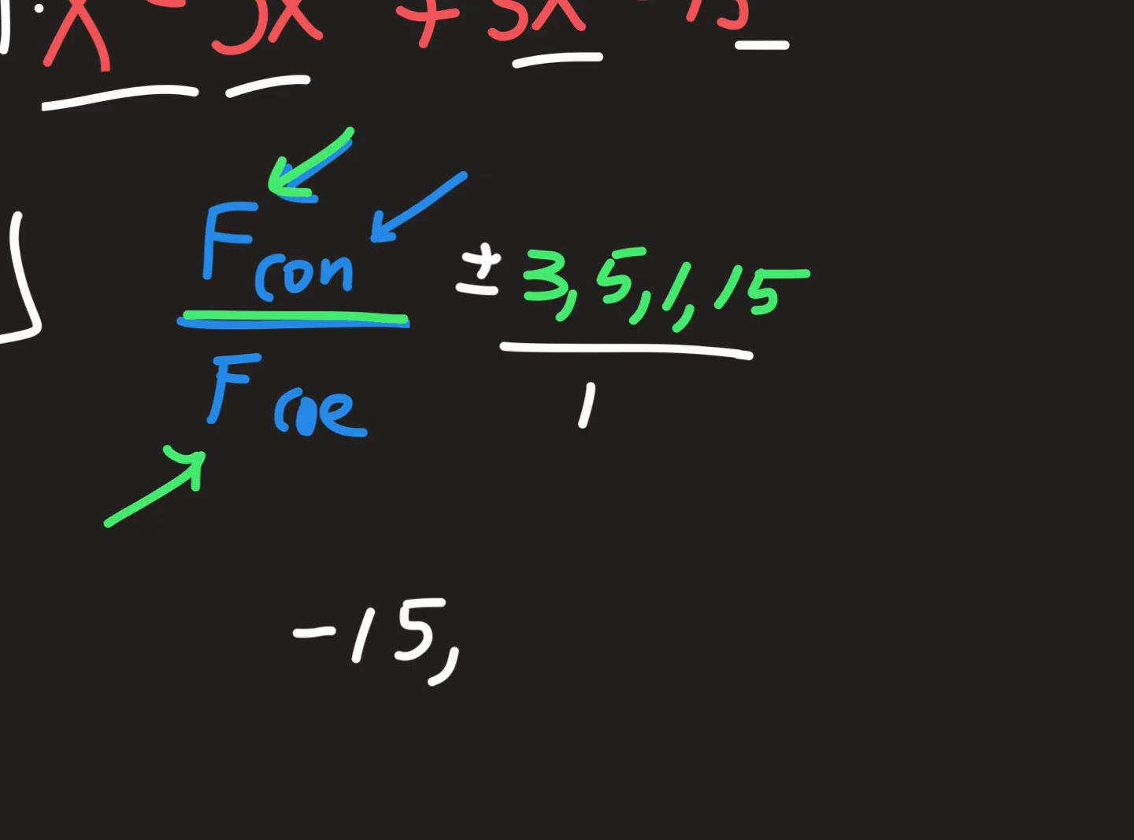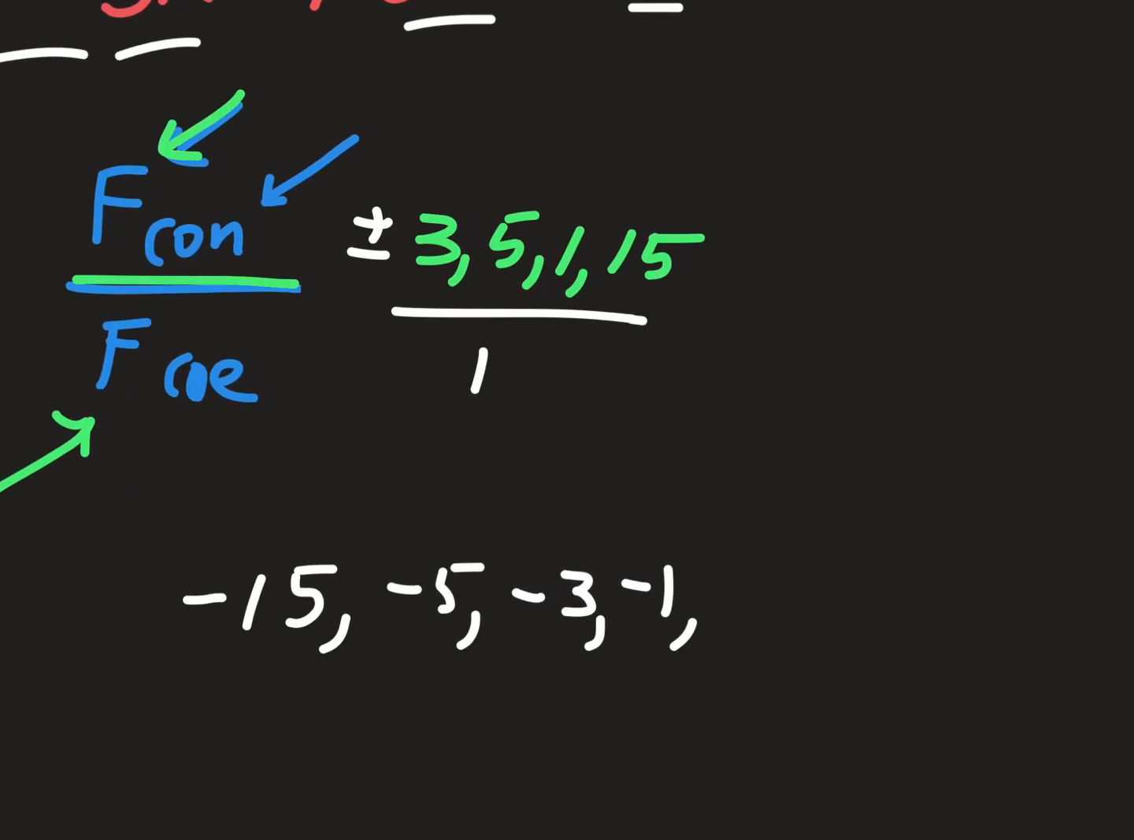And what would be the next smallest? Negative 5, and then what's the next smallest? Negative 3, and then what's the next smallest? Negative 1, and then what's the next one? 1, and then 3, and then 5, and then 15. Now, that's a ridiculous number of things to check. We won't have any that are that long on the test, but I could totally see there being 6 things that you'd have to check. Maybe even 8, but there would never be this many.